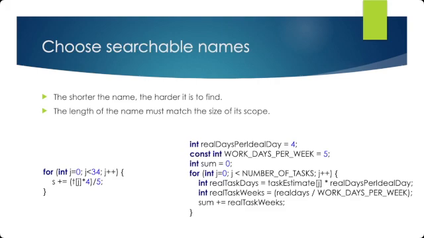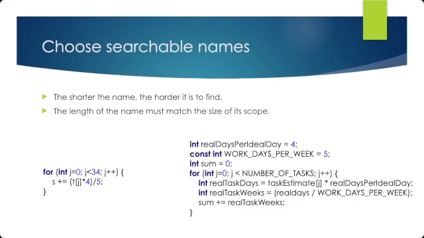Another example, choose searchable names. Very short names like A, X, K, or something else are hard to find in a large code base. If you search something like X, you'll probably find hundreds of results, and most of them not helpful. But the name should be long enough to be easy to find and easy to recognize.